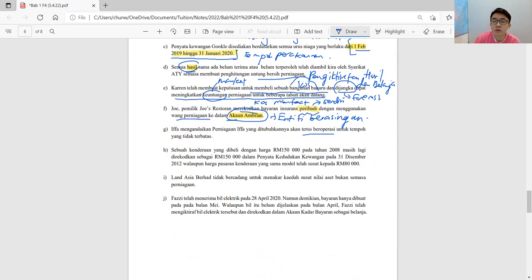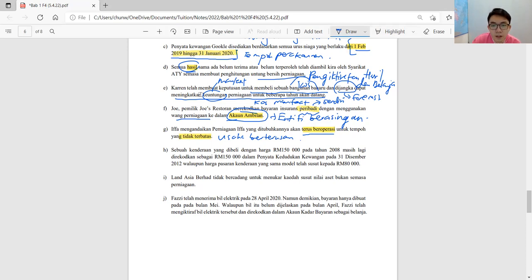IFA mengandaikan peniagaan IFA akan terus beroperasi untuk tempoh yang tidak terhad. Should we give the answer? So when you see terus beroperasi, yes, Harish, the answer is usaha berterusan. Keyword: terus beroperasi, or tempoh yang tidak terhad. Okay, now the H.